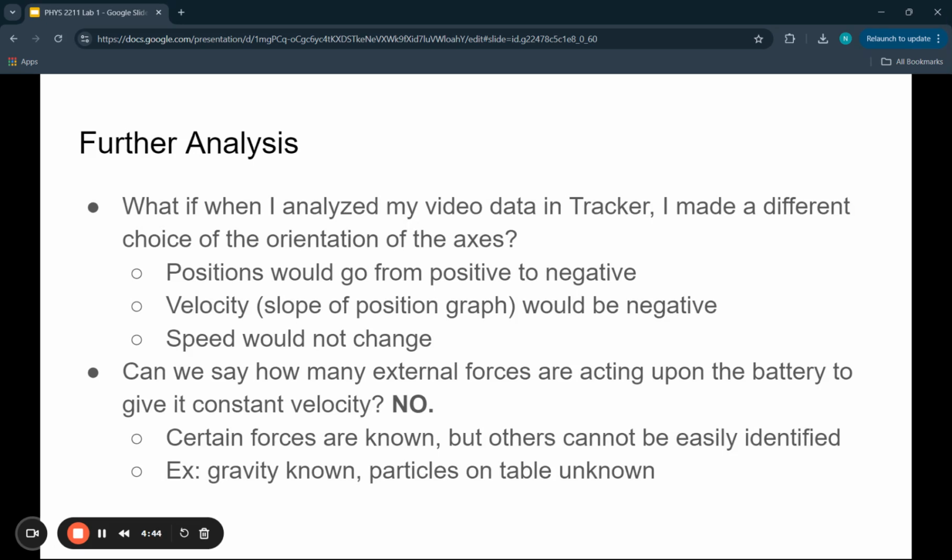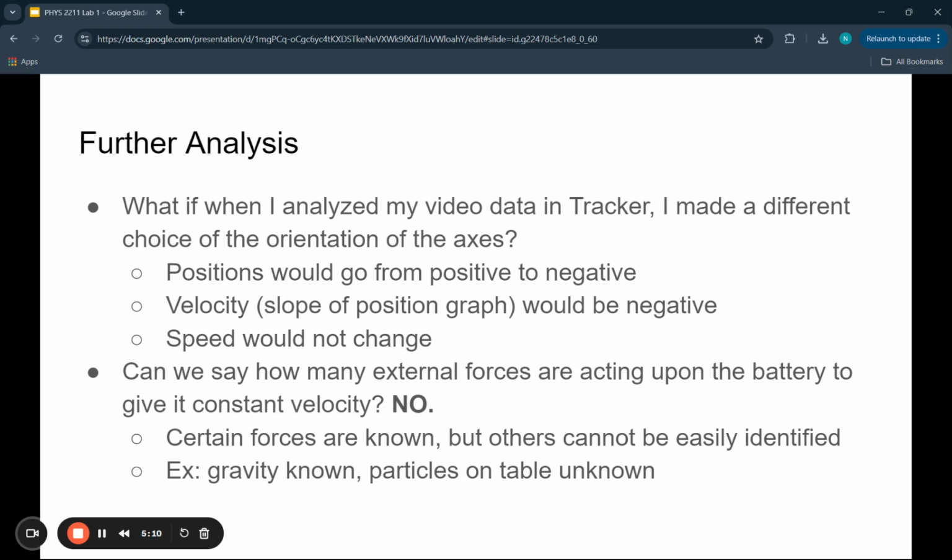So what if I had chosen to use the minus x direction rather than the positive x direction for my axis? Well, positions would go from positive to negative or negative to positive because they would be flipped along the x-axis. Velocity would change to be negative rather than positive. It would be basically an exact mirror of what we saw, but the speed would not change because speed is just the magnitude of the velocity.